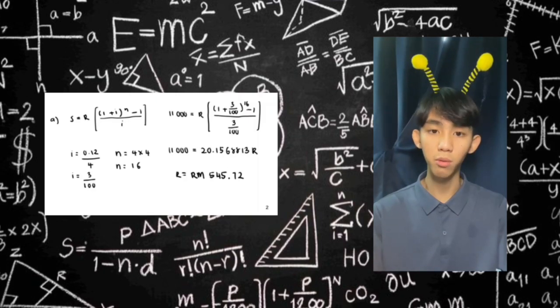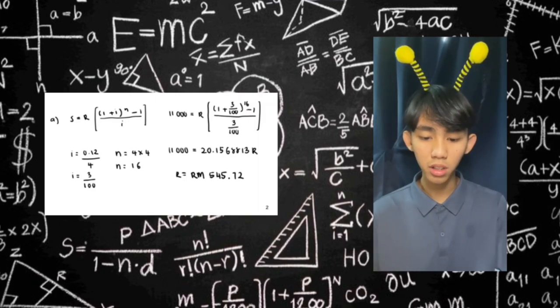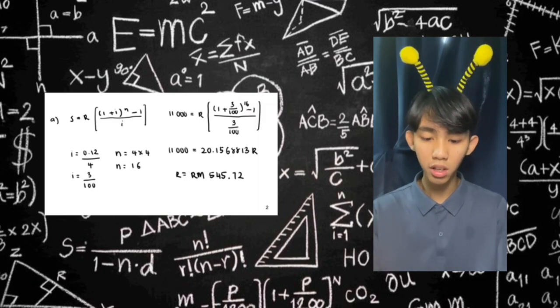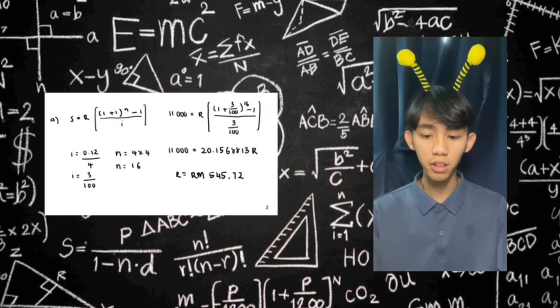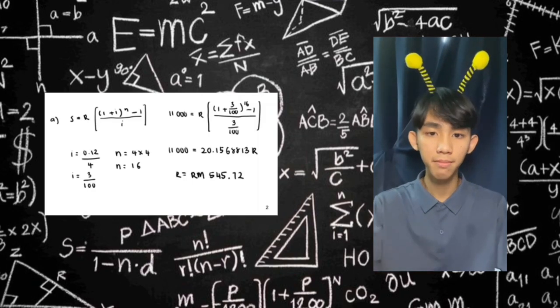So we just solve the right side first, and then we get 11,000 equal to 20.15688 TR. And then we just find the R. For the R, we get RM 545 and 72 cents. So this will be her deposit.